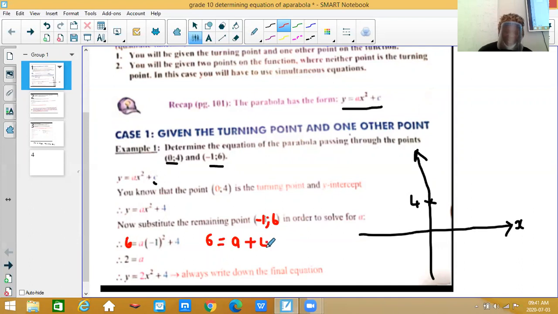Since we have a plus 4, we want to find the value of a. What do you need to do? You transpose this 4 to the other side. So it will be 6 minus 4.